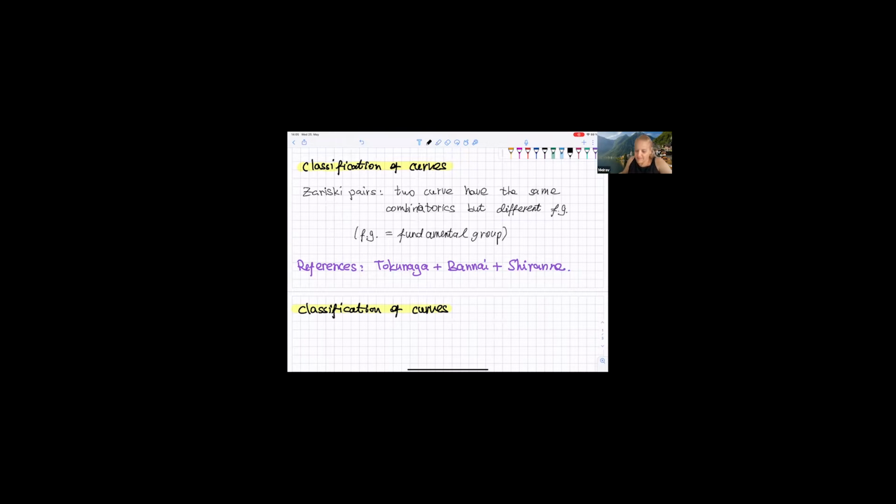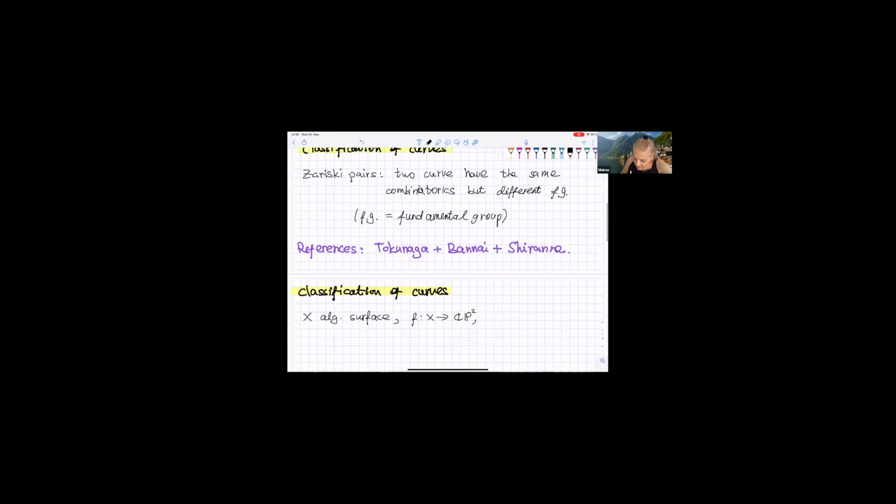So let us take X an algebraic surface. We take also a generic projection F from X onto CP square, and we get the branch curve S of X. So these are all the notations that I will use also along with the talk. I take it in CP square.